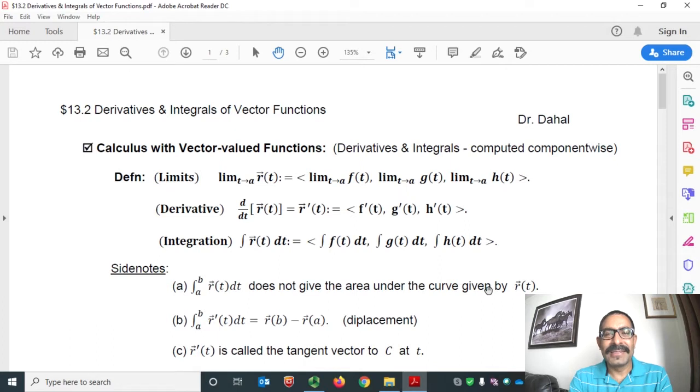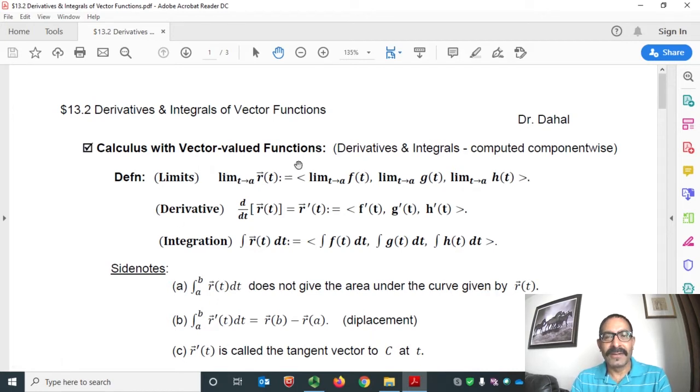In today's class, I'm going to cover derivatives and integrals of vector functions. So quick recall, in our last class we defined vector functions. We found the domain, limit and continuity of vector functions, and now we try to put a calculus on vector functions. That means how we define derivatives and antiderivatives of vector functions. So let's begin the class.